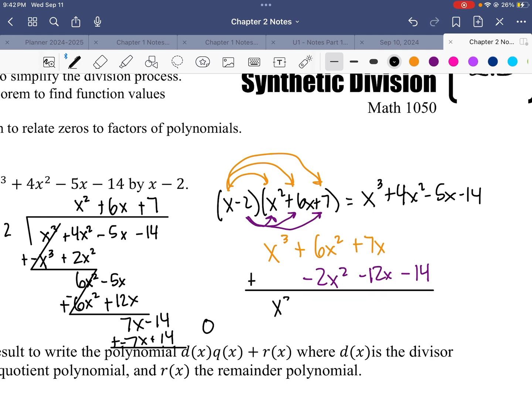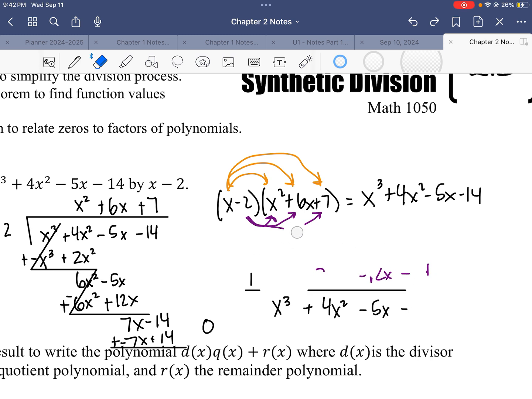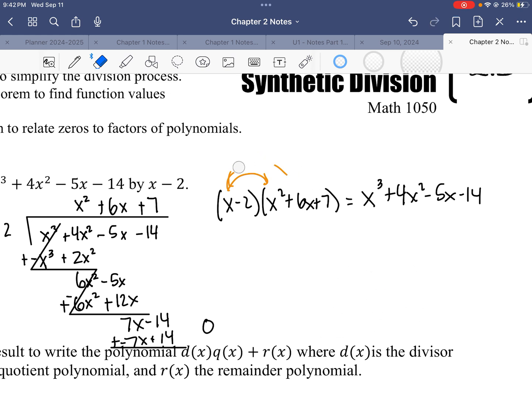So we get x to the third plus 4x squared minus 5x minus 14, which is sure enough what we started with. That's good. That means we did it correctly. Okay, so I'm going to go ahead and erase those markings. We don't need them. But I just wanted to show you that that truly is the same thing if you were to multiply it out. It's just that we had to find a way to go backwards, right? We had to find this from the end result.